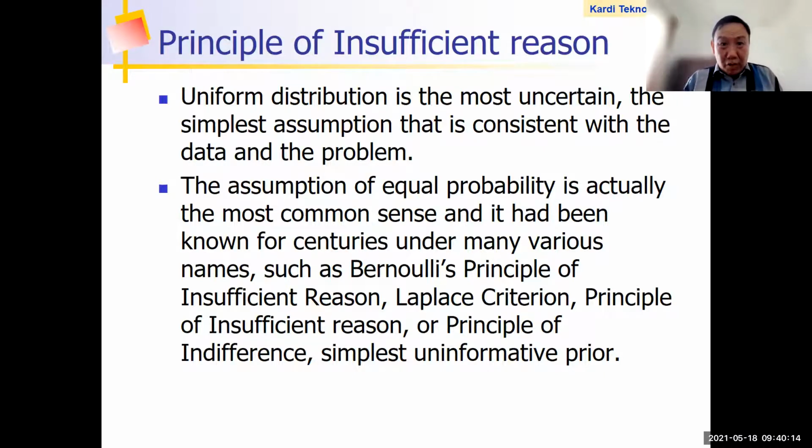Okay, so uniform distribution is the most uncertain, the simplest assumption that is consistent with the data and the problem. So this has been known for many centuries under various different names. They call it the Bernoulli principle, principle of insufficient reason, Laplace criterion. You can check on Wikipedia or Google all these terminologies, uninformative prior and so on. Basically they are all the same: assume uniform distribution. Clear?